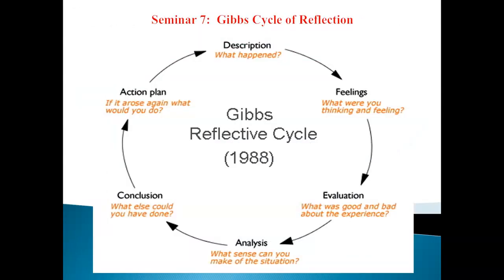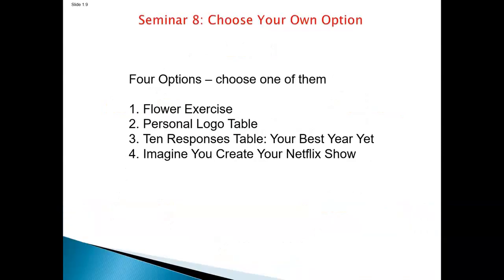Today we'll have the seventh and eighth activities. The seventh one will be Gibbs Cycle of Reflection. You'll apply this cycle to yourself. And the eighth one is optional. Choose your own option. There are 4 options that you can choose from. You can do any one of them. Okay? I'll go over each of them and you'll make your selection.